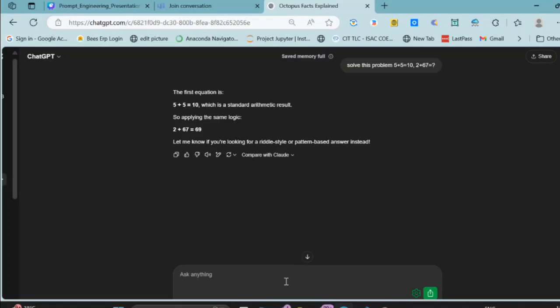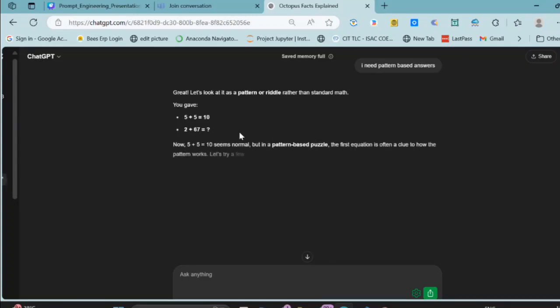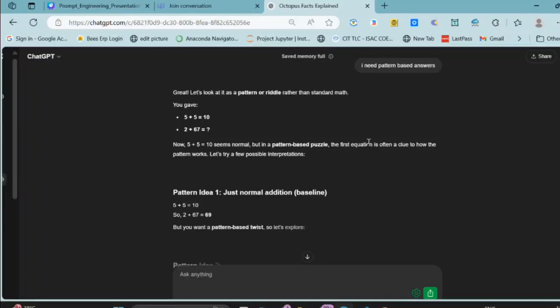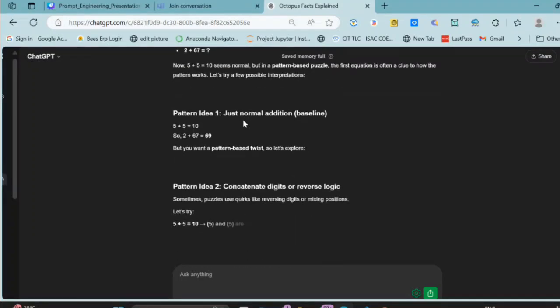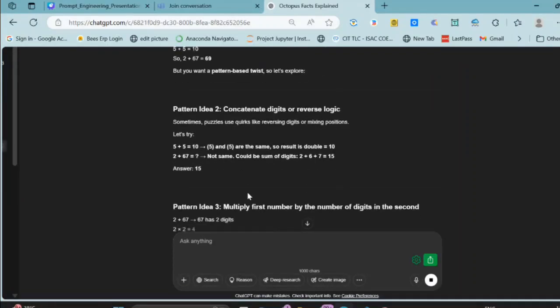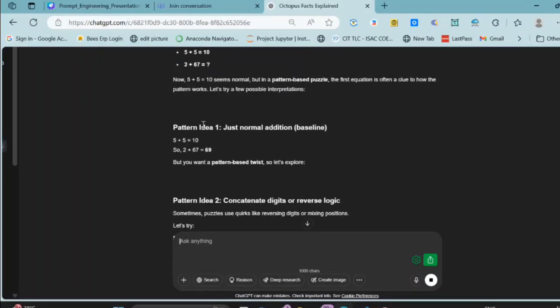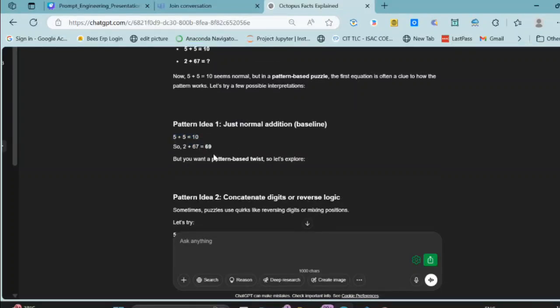It says: let me know if you are looking for a ready style or pattern based answers. So I need pattern based answers. Great. Let's look at the pattern based one, or rather standard math. Check here. In the pattern based idea one, it will provide the basic outline. 5 plus 5 equals 10. 2 plus 67 equals 69.